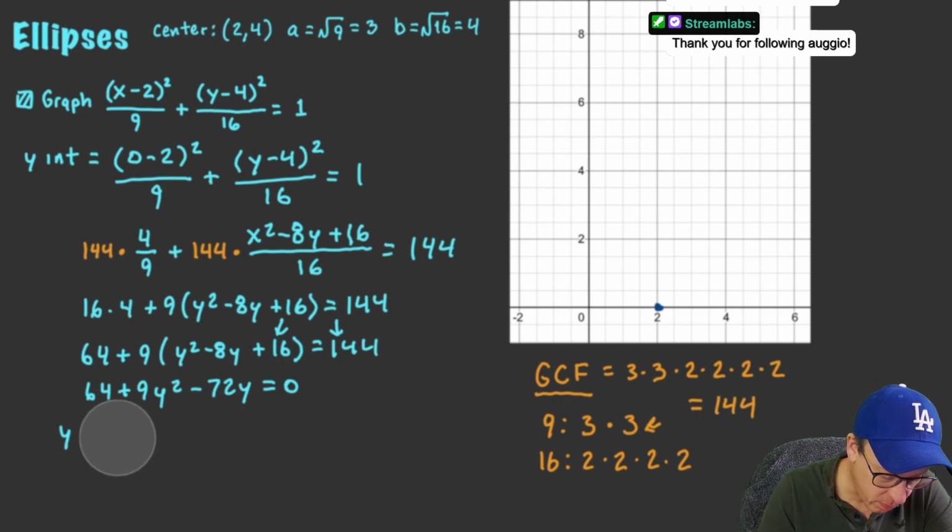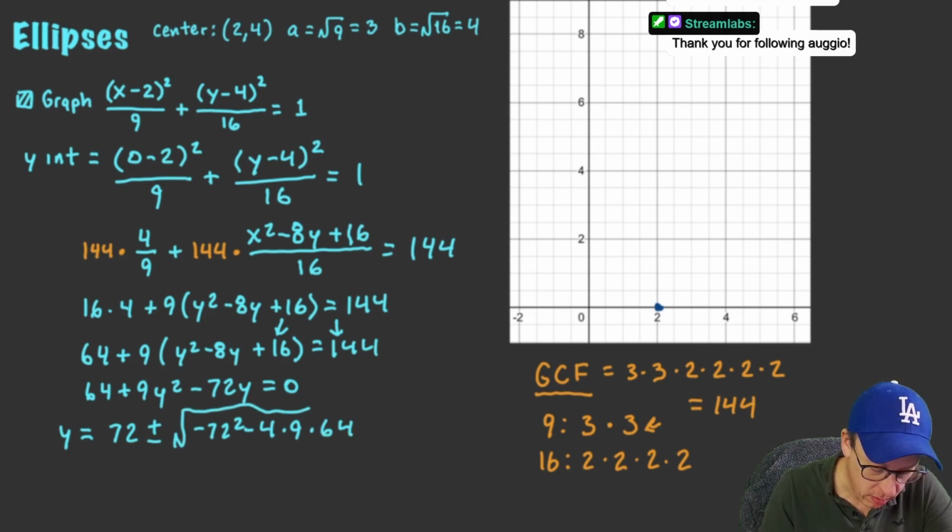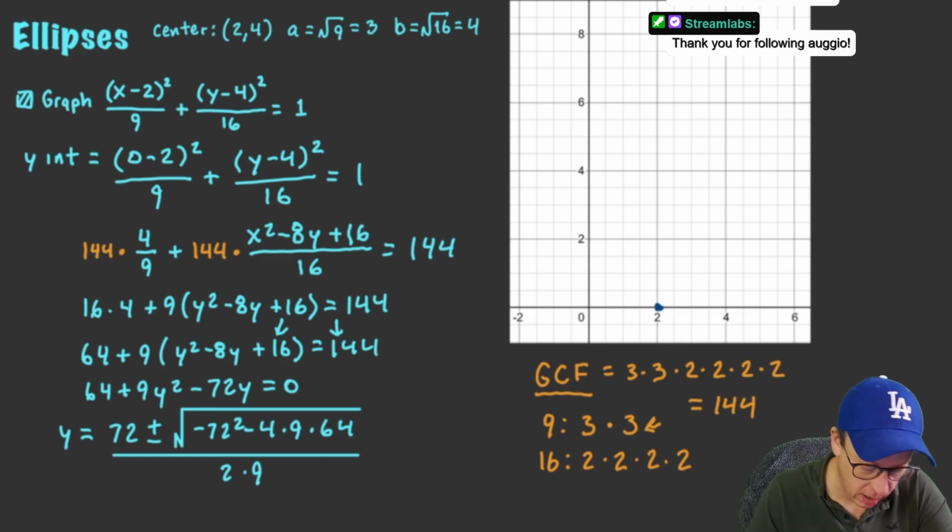Whoops, let's get rid of that. Put 72 in there. So this is going to be equal to 72 plus or minus, and let's just leave some space for the square root. So this will be minus 72 squared minus 4 times 9 times 64, and square root like that. There, got it. And the value on the bottom is going to be 2 times 9. And this is the quadratic formula that I'm using here.